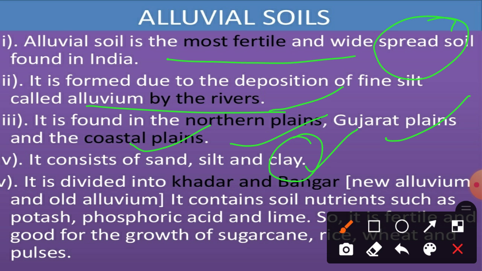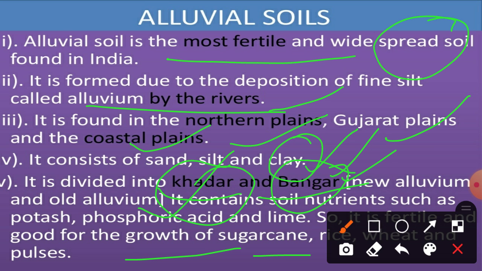It is divided into Khadar and Bangar. There are two kinds of alluvial soil, Khadar and Bangar. Bangar is an old alluvial soil and Khadar is a new alluvial soil. Khadar is most fertile, Bangar is less fertile. New and old alluvial soils means Khadar is new and Bangar is old. It contains soil nutrients such as potash, phosphoric acid and lime. So it is fertile and good for the growth of sugarcane, wheat and pulses.